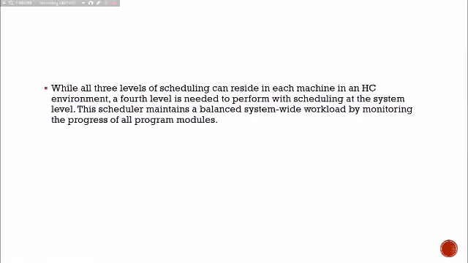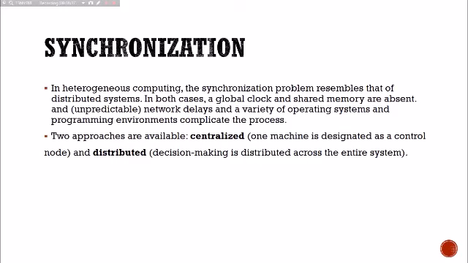While all these three schedulers can reside in each machine in an HC environment, for this we also need a fourth scheduler at the system level. This scheduler maintains a balanced system-wide workload by monitoring the progress of all program modules. Scheduling policies such as FIFO, round robin, shortest job first, and shortest remaining time can be employed at each level of scheduling. While communication bottlenecks and queuing delays incurred due to the heterogeneity of the hardware add constraints to the scheduler.